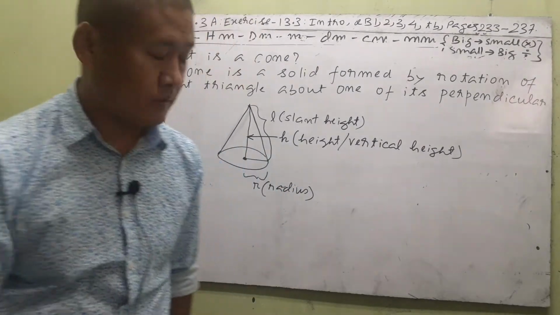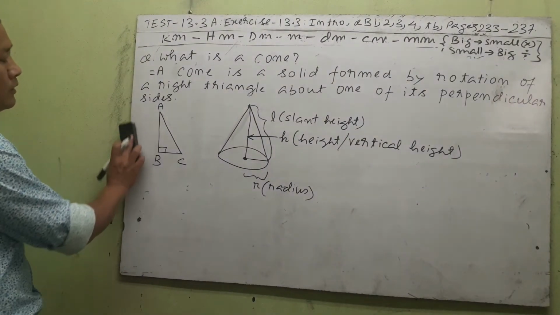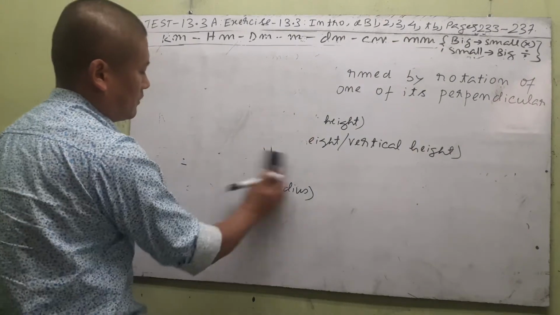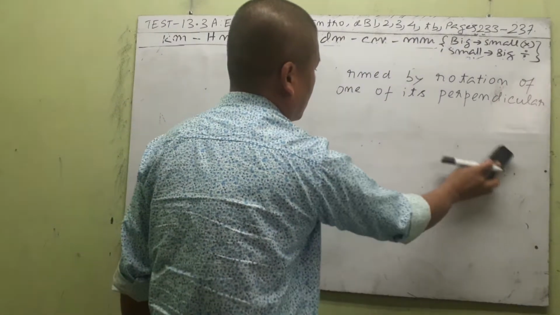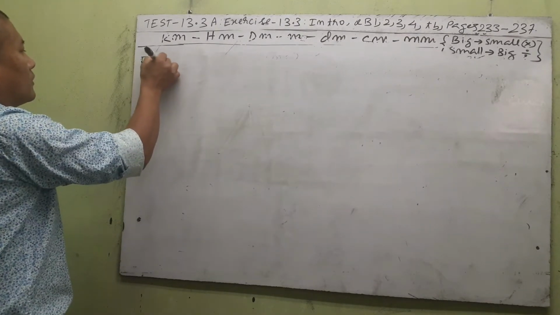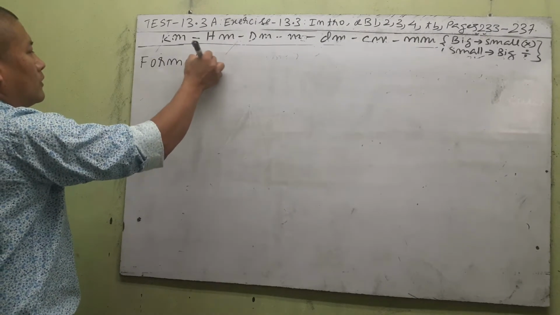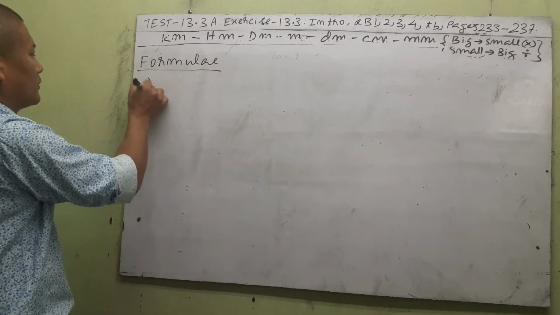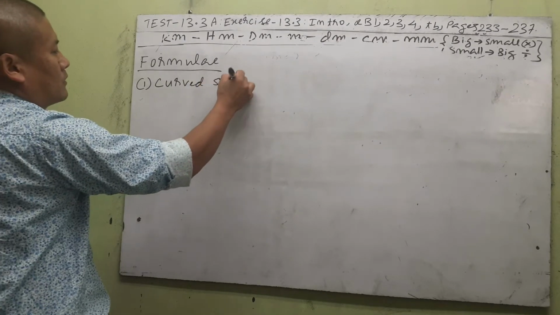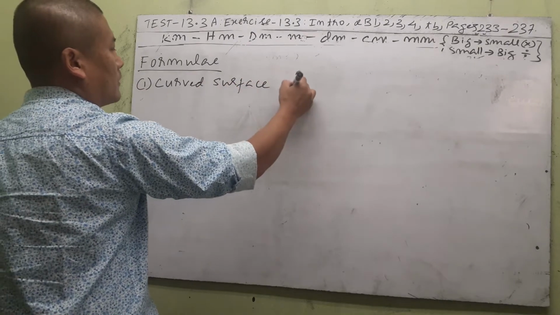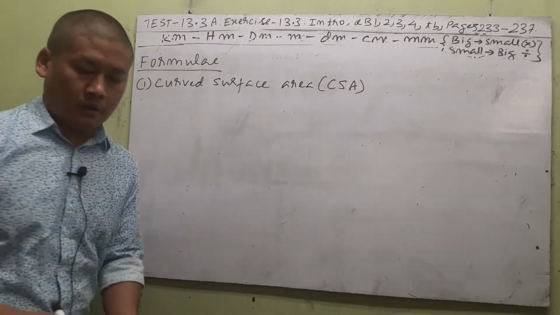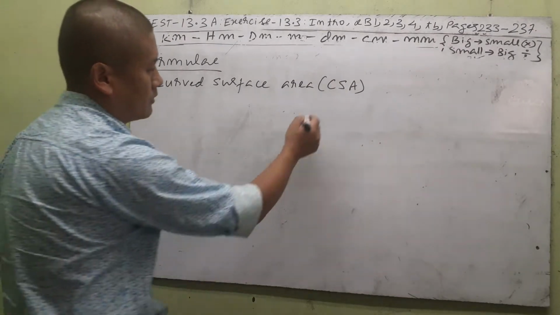Okay, now let us derive the formulas of a cone. Let's start with the next one. First formula, let us say formulae of cones. So the first one, let us determine the curved surface area. Let's say CSA.